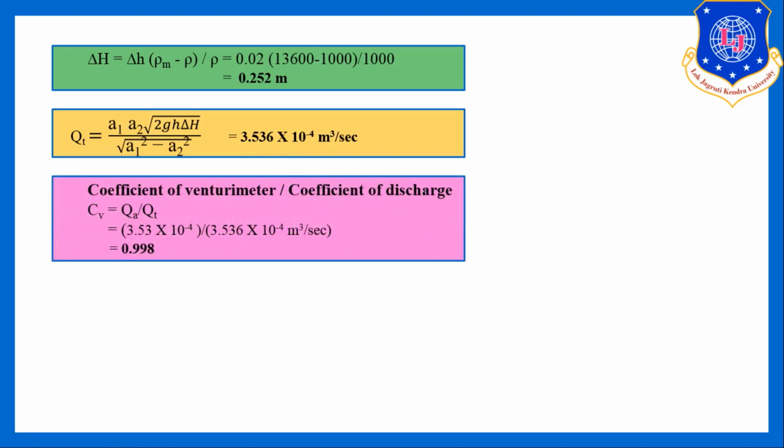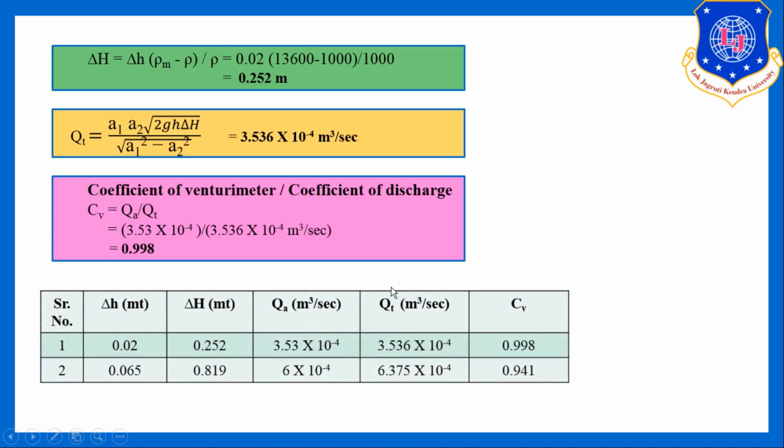Now at the end, we have to calculate the coefficient of discharge, also known as the coefficient of venturimeter, CV. And CV is QA by QT, actual volumetric flow rate divided by theoretical volumetric flow rate. We have already calculated these two values. QA is equal to 3.53 into 10 raised to minus 4, divided by QT equal to 3.536 into 10 raised to minus 4. When you solve this, you get CV, the coefficient of venturimeter, equal to 0.998.